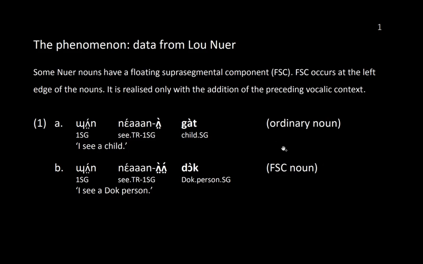In 1a, the noun child is an ordinary noun. It is preceded by a suffix vowel, which is normally low-toned and has a short vowel. In 1b, there is a noun dog person that has FSC. We can see that the preceding suffix vowel is now long and it has a rising tone.